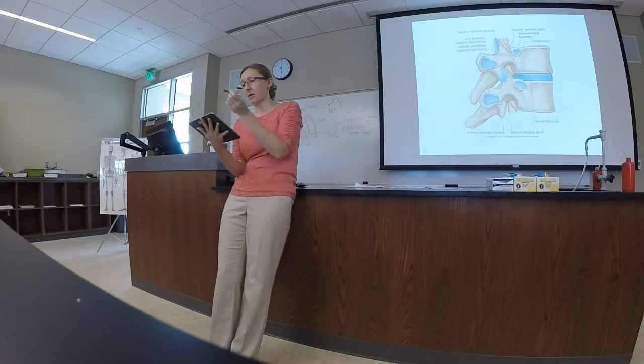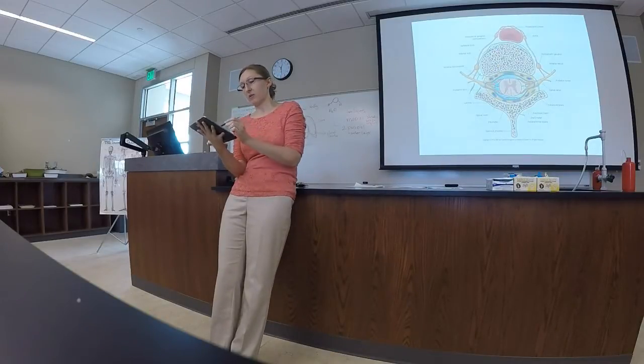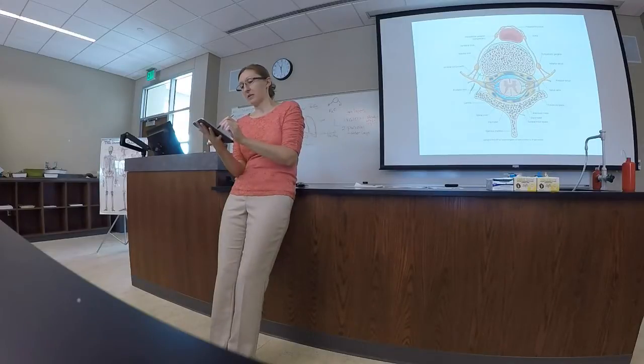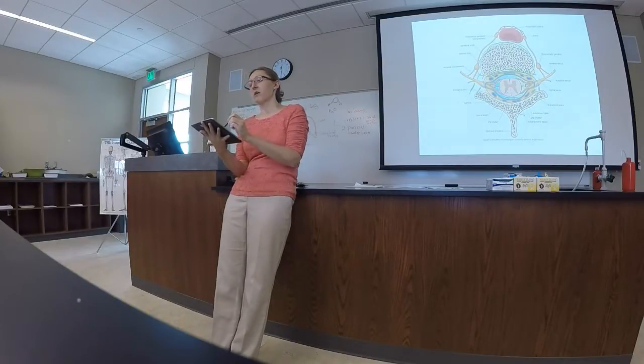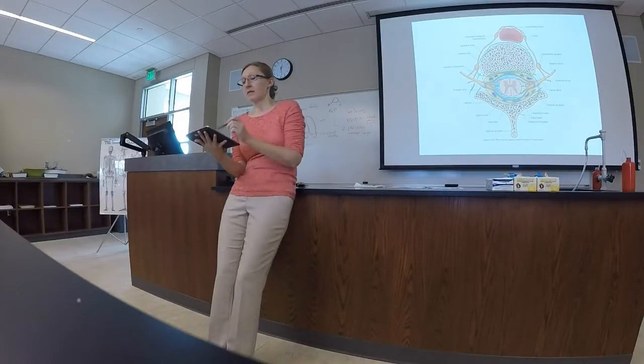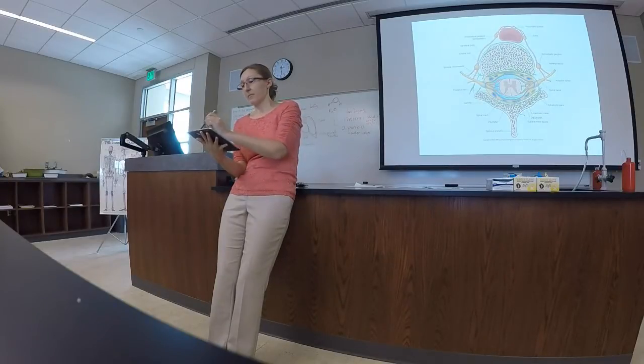Okay. Also, just to make sure we catch on this, make sure you know the walls of the vertebral canal. So the anterior wall is the posterior part of the vertebral body, and the lateral and posterior walls are made up of the laminae and the pedicles here. Okay.